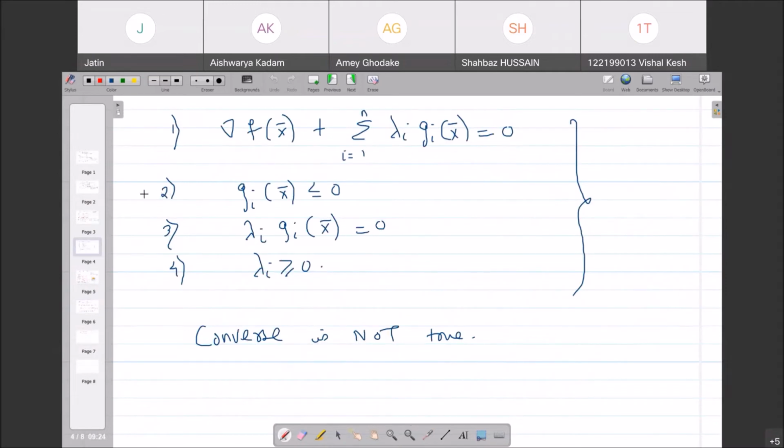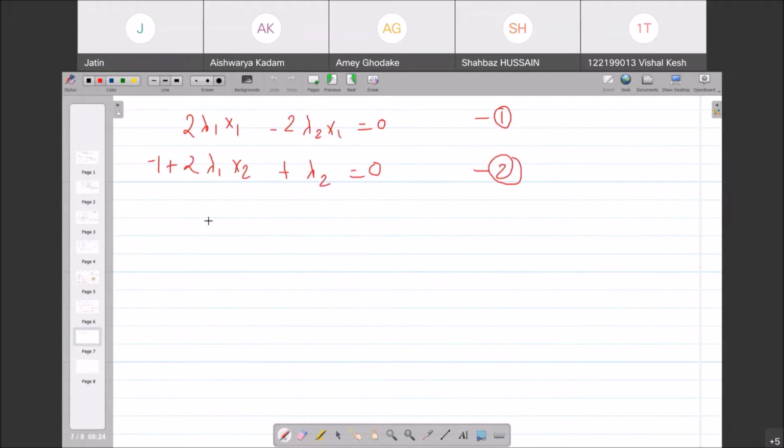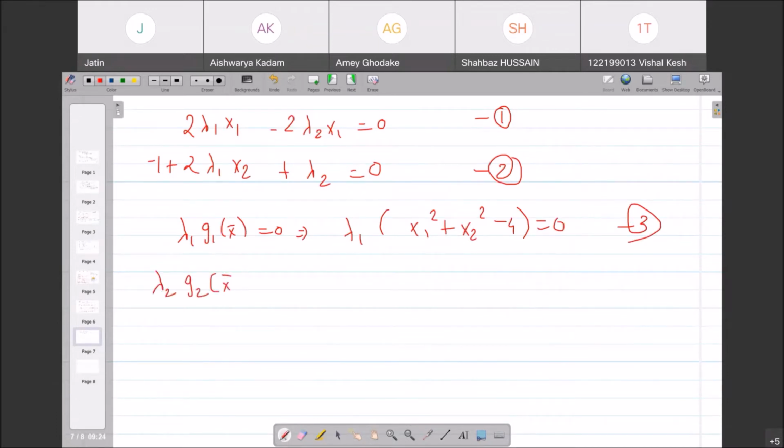I know that g_i of x bar is less equal 0. What is the third one? My lambda i g_i equal to 0. So lambda 1 into g1 of x equal to 0 means lambda 1 into x1 square plus x2 square minus 4 equal to 0. This is my third equation. And lambda 2 g2 equal to 0 means lambda 2 into minus x1 square plus x2 is equal to 0. Okay, so these are my KKT conditions.